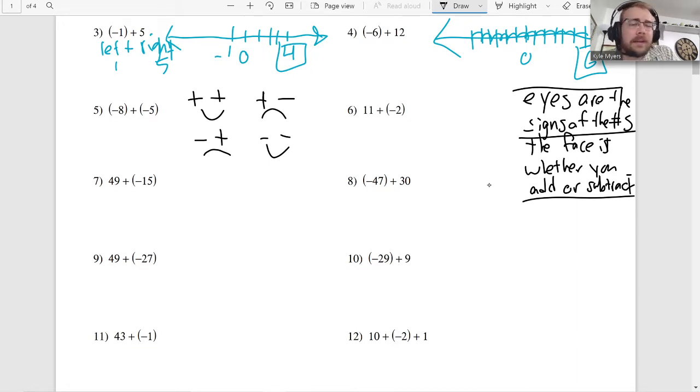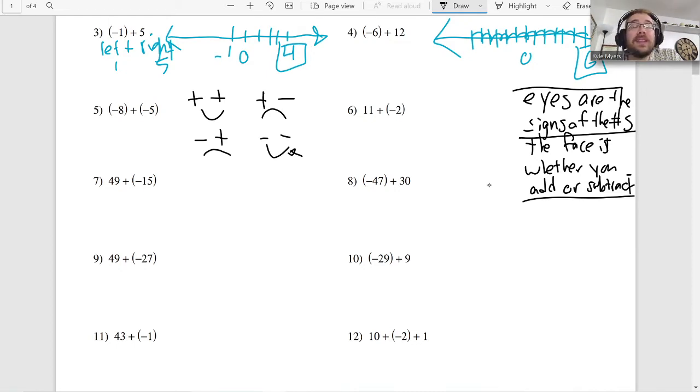So we would subtract. Okay, well, we have a -8 and a -5 here. So we have two negative signs, which means that happy face, right here, we're going to add. Okay, so what you do is when you add, you ignore the signs. If you add two positive numbers, you get a bigger positive number. If you add two negative numbers, you get a bigger negative number.